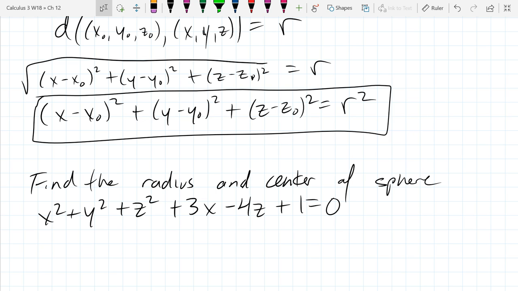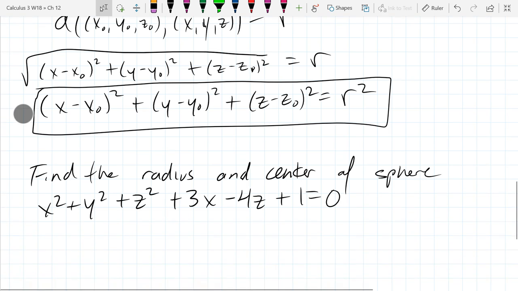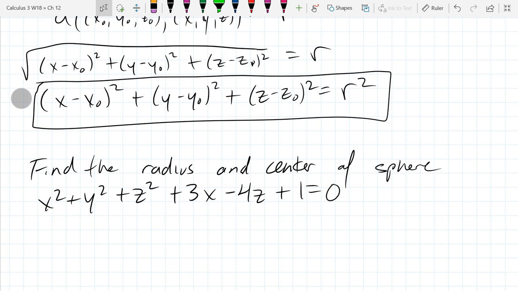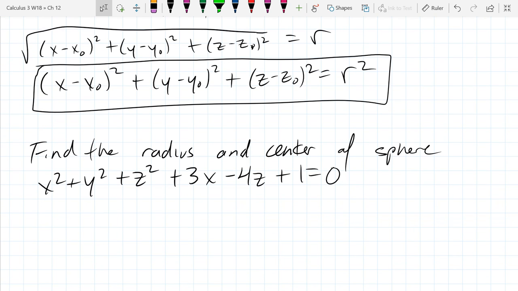Find the radius of the sphere. What type of algebra do I have to do to find the radius and center of the sphere? You had this problem with circles before. There was just no z's hanging around.